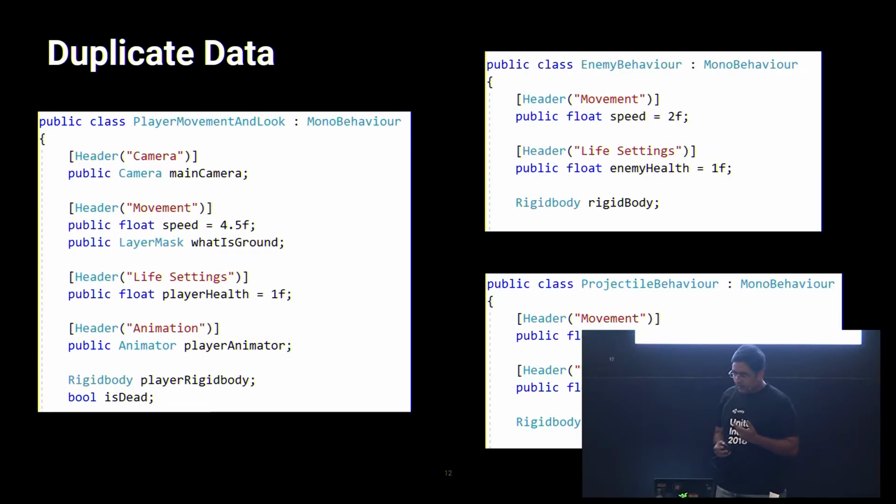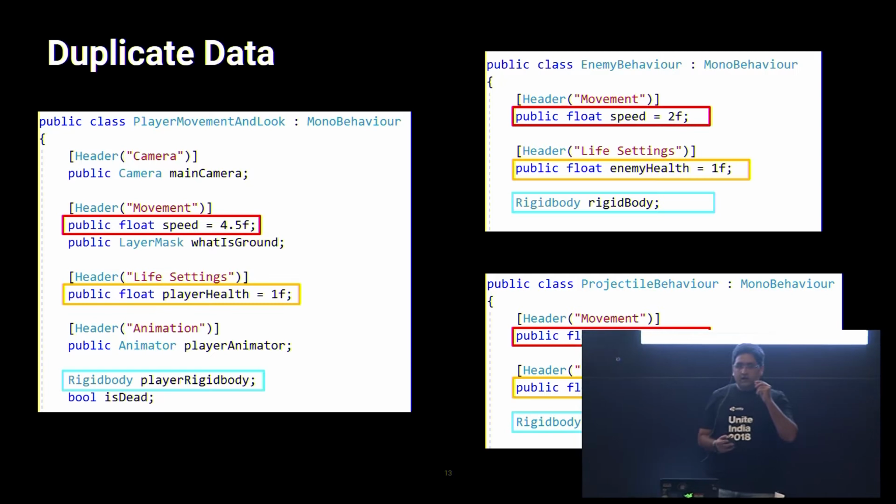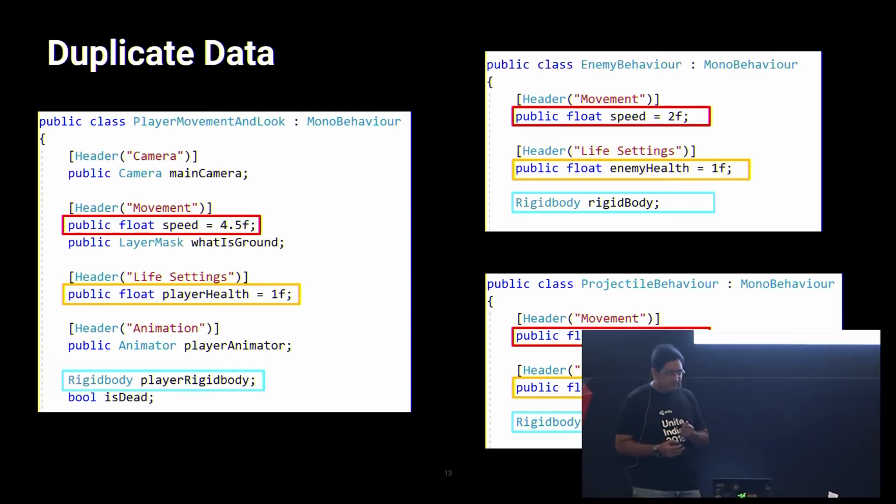So let's see a couple of examples of what happens in our GameObject and MonoBehaviour components. Here are a couple of examples in which we have movement scripts, enemy behaviors, and projectile behaviors. But if you look closely, we have overlapping components here, overlapping data. There is a float that is used for speed and lifetime. There is player health, floating variables. There are Rigidbody components that are used for collisions.